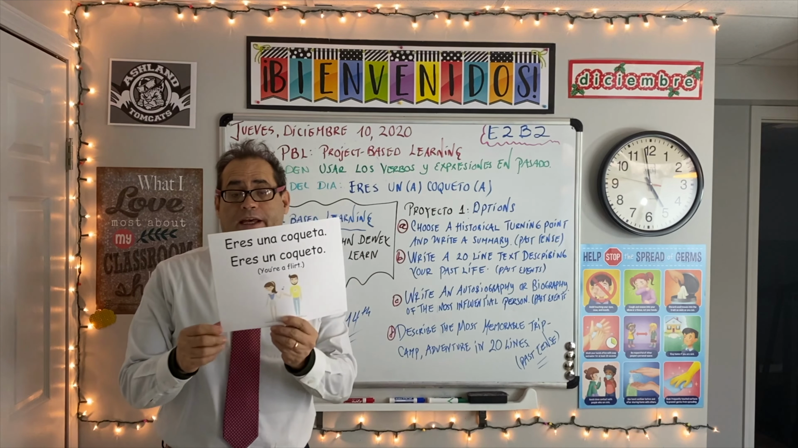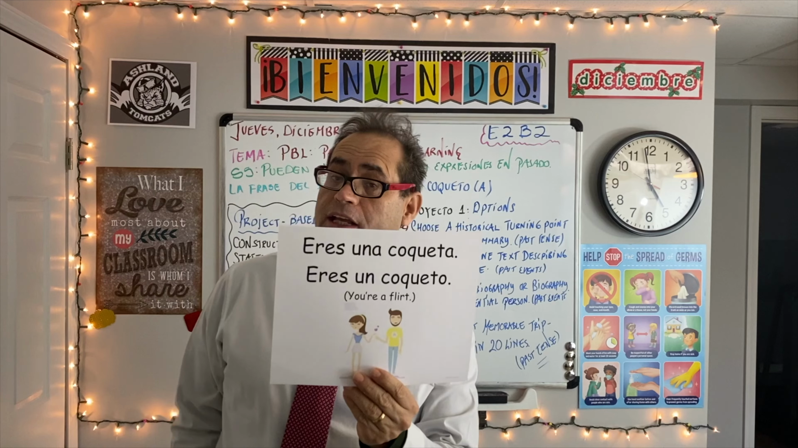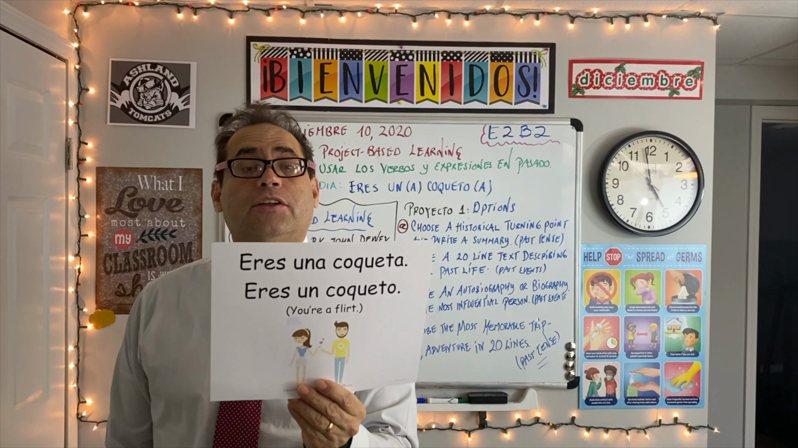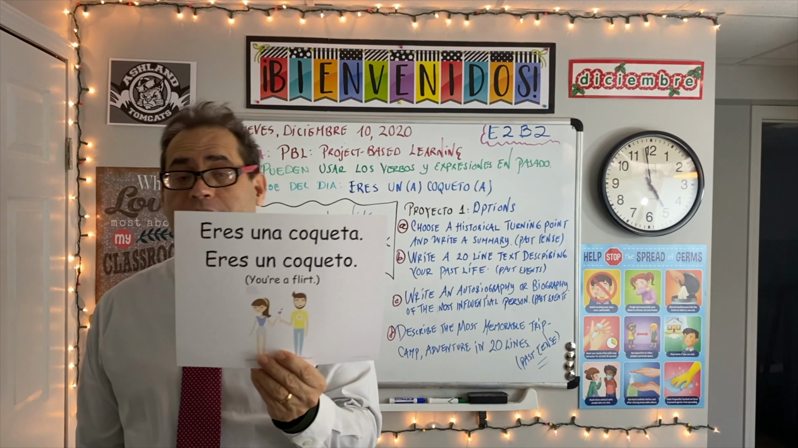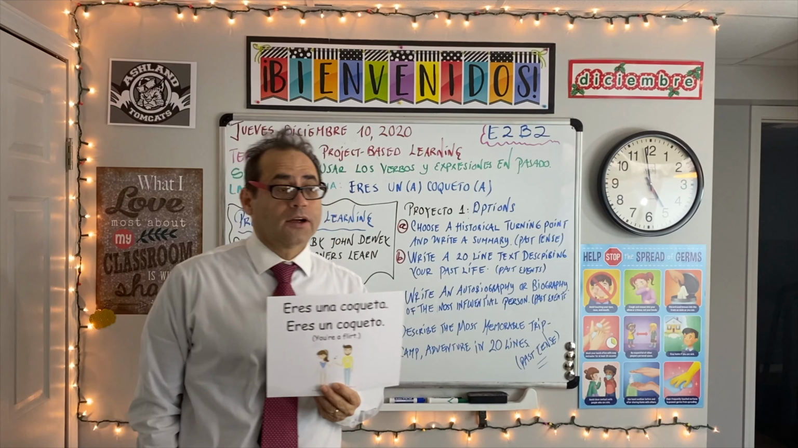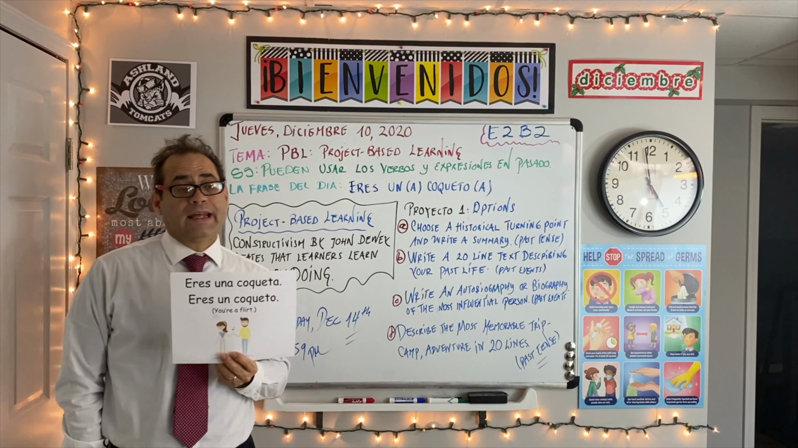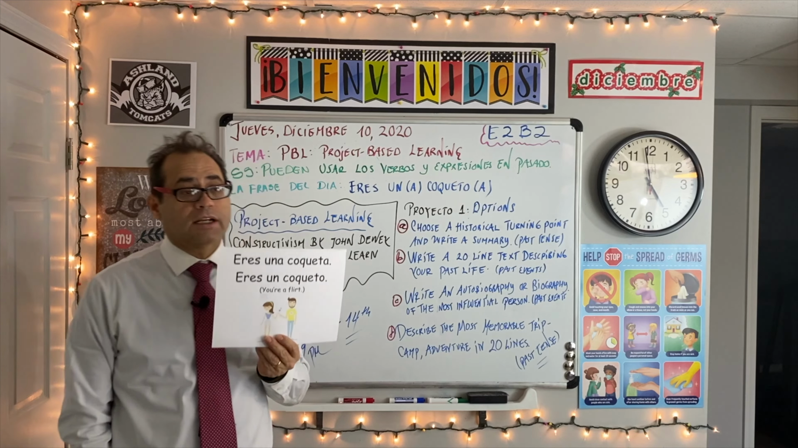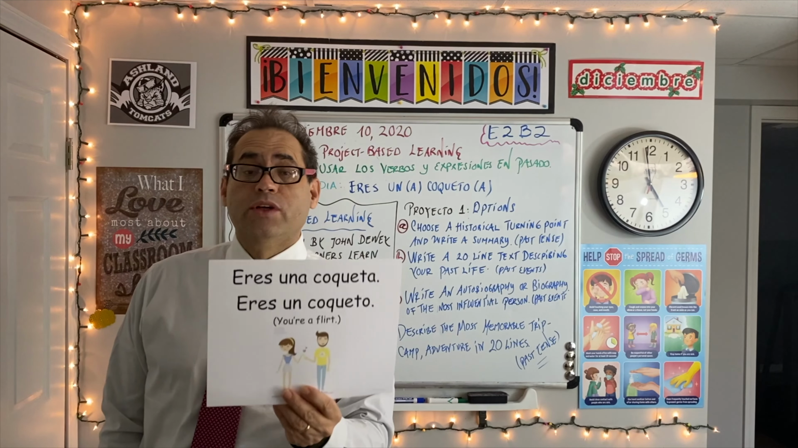Well, that is something that girls don't like people, especially boys, to do to them, right? So it's better to say, eres una coqueta, or eres un coqueto, you're a flirt. Okay, that is the expression for today, eres una coqueta. Don't look at me that way. Don't blink your eyes. Don't make me that face. You are a flirt. Eres una coqueta.